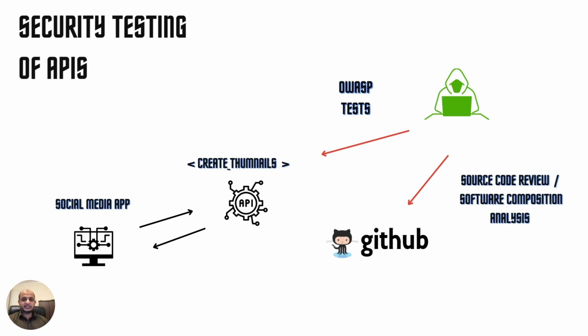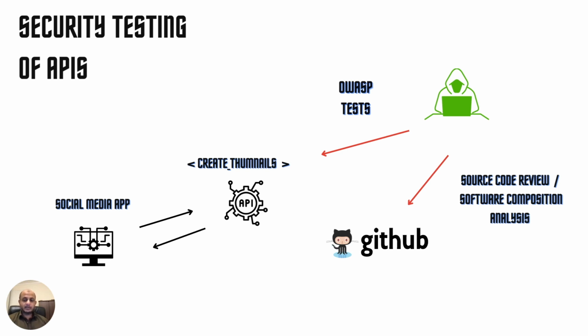So API security testing is the process of checking for vulnerabilities in your APIs, okay? Looking at the attack surface, what sort of things are there. So maybe you have an API, create thumbnails. So you have your pen tester sitting here, he's going to do all the OWASP attacks, right? And for the source code, he's going to do a source code review. He's going to do software composition analysis.